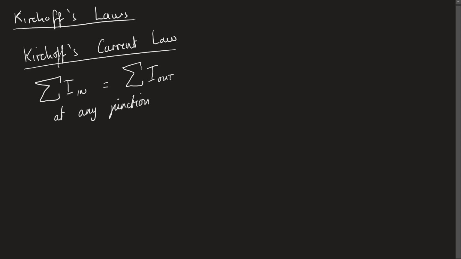Okay, this means if I have a point here and I have a current I1 coming in, and then that splits off into I2 and I3, then applying the current law means that I1 must be equal to I2 plus I3, okay, because all of the current coming in has to be equal to all of the current coming out.